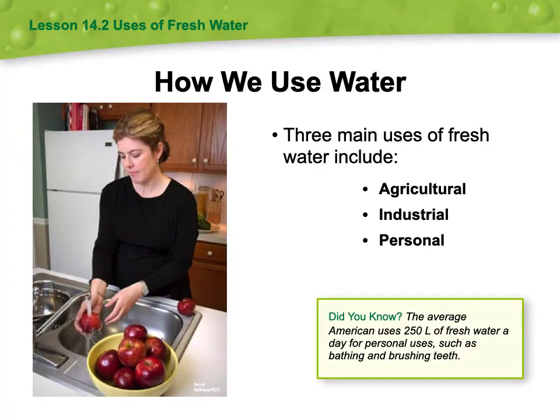Freshwater is used in many different ways, but the 3 main uses of freshwater include agricultural use, industrial use, and personal or domestic use. Within the house, whether it's for washing clothes, washing fruits and vegetables and other foods, brushing your teeth, or flushing the toilet, those are all domestic uses.